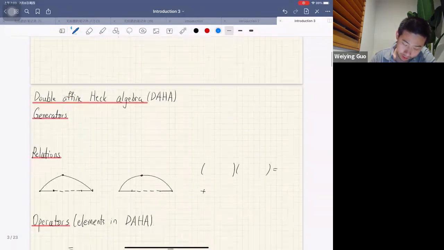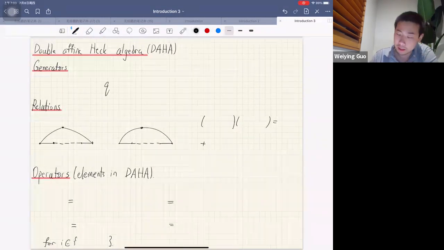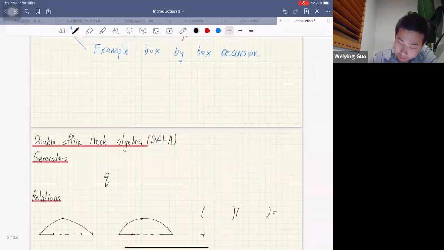Okay. So let us first look at the double affine Hecke algebra, which has generators and relations. By the way, this work is joint with Arun Ram, who I think has given a talk just previously.